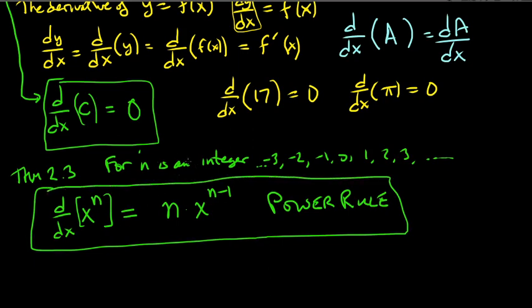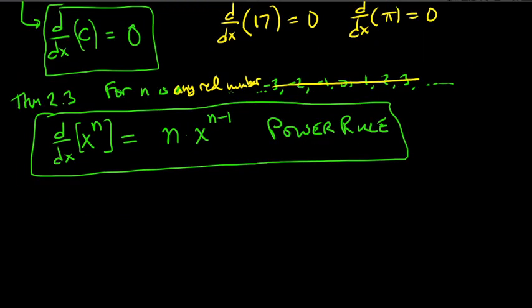Forget the fact that this is an integer. This applies to all real numbers, so for n, say any real number. It doesn't have to be just an integer. The book proves it only for integers. We can prove it for real numbers, but we'll do that in chapter 5. So this is the power rule.